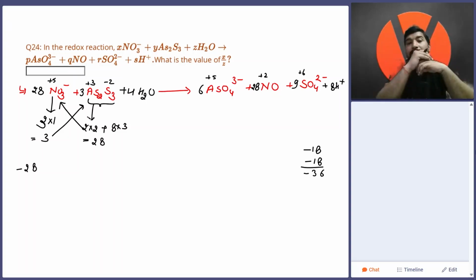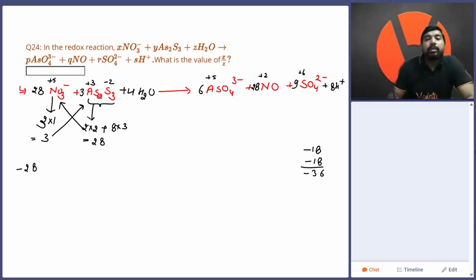Now cross check the oxygen. If it is balanced, it means we are doing it right. So the number of oxygen on the reactant side is 28 times 3, that is 84, plus 4 from the water. Here, 6 4s are 24 and 28, plus 9 4s are 36. Yes, definitely those are right, balanced.